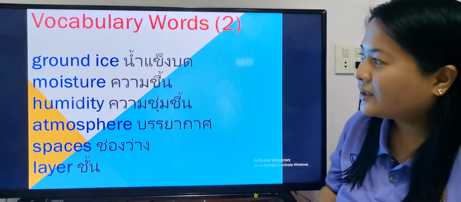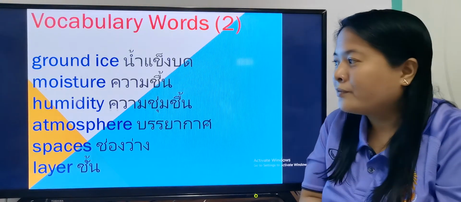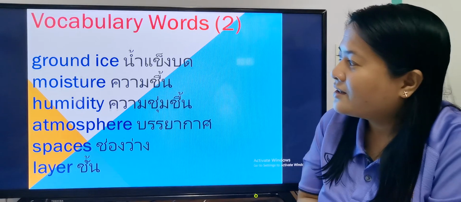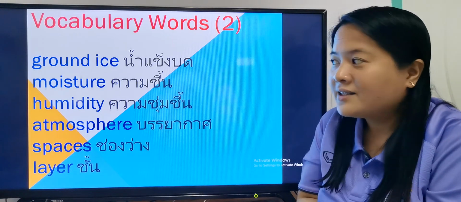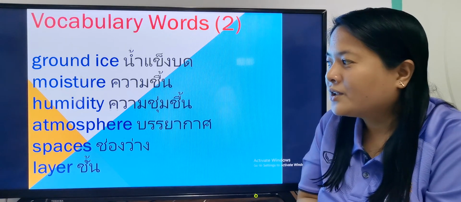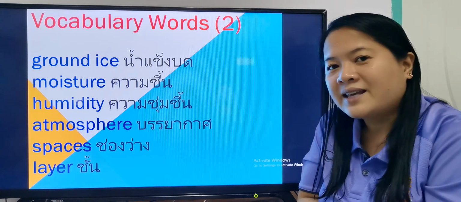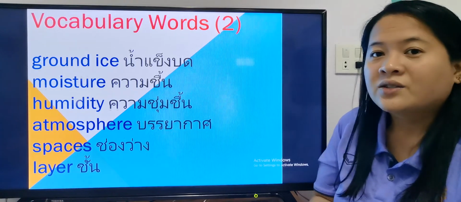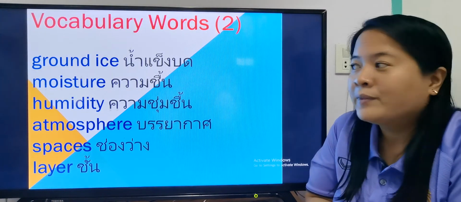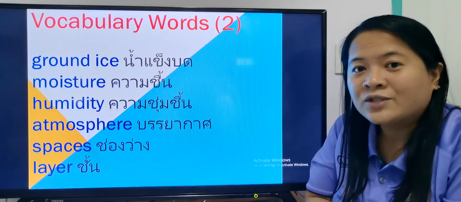For this time we added another set of words. We have ground ice, moisture, humidity, atmosphere, spaces, and layer. Try to be familiar with them. Remember the meaning as well.